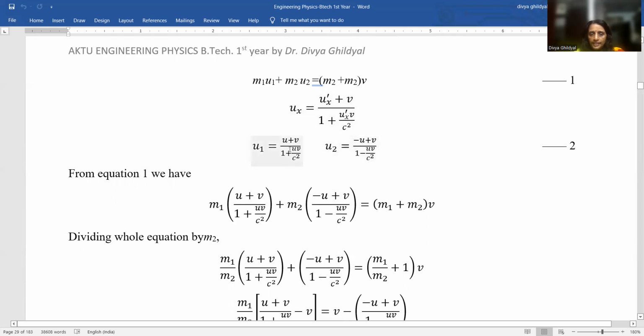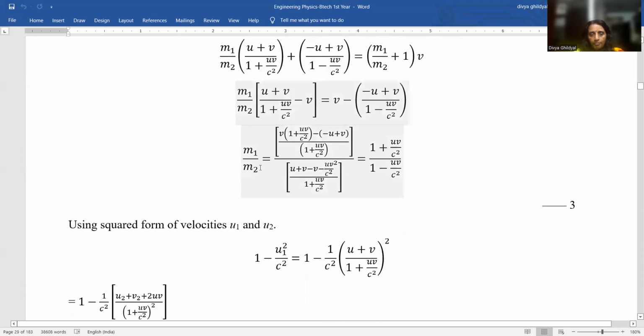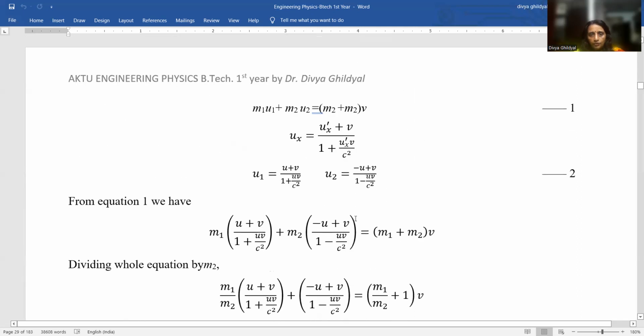Now we will put these values of u1 and u2 in this expression, which is showing the law of conservation of momentum. After putting the values, we will divide this whole expression by m2 so that it becomes simpler. And then m1 by m2 becomes equal to (1 plus uv by c square) divided by (1 minus uv by c square). Now we are going to use the squared form of velocities u1 and u2, which we get from here.